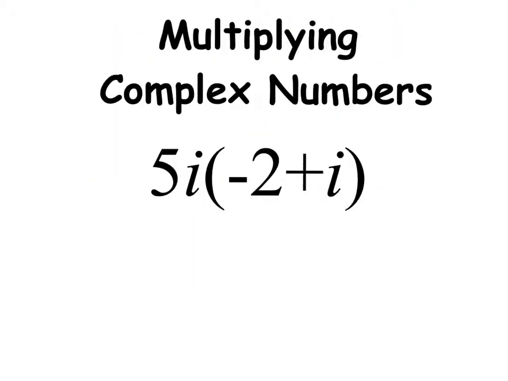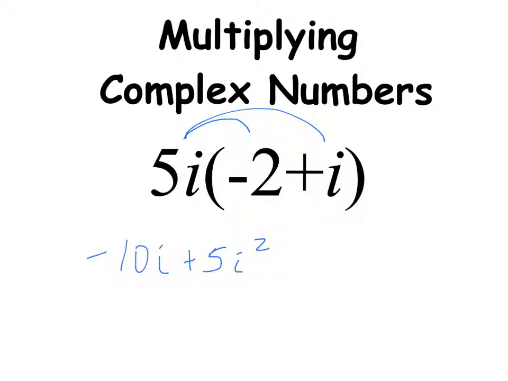The other thing that we will look at is multiplying complex numbers. So if you were to take 5i and multiply it by negative 2 plus i, it's very similar to distribution. You take the 5i times both of these. So 5i times negative 2 would be negative 10i. 5i times i would be 5i squared.